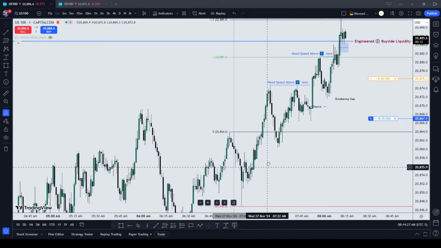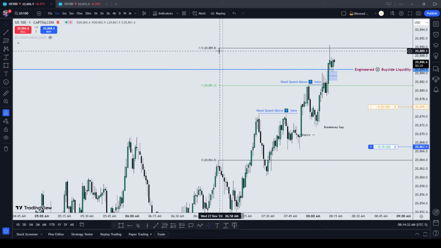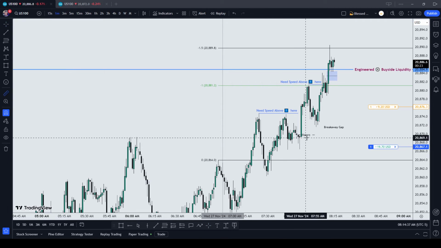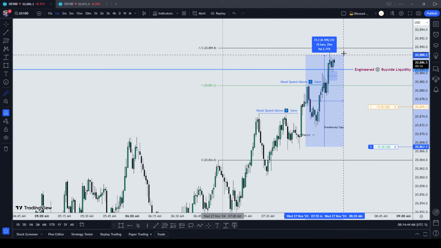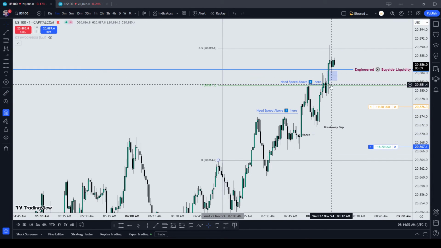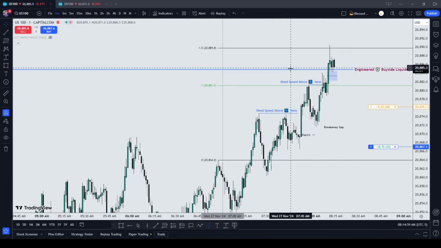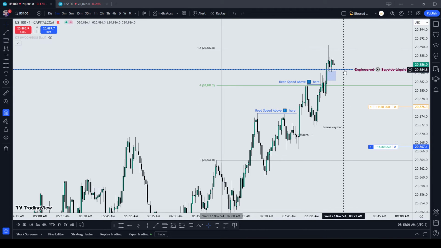So standard deviation. We hit what? Negative 1, negative 1.5. So that's, in my opinion, how much? 23 handles, and that's already good enough. It's good enough for a decent trade, bro. We already ran above engineered buy stops.